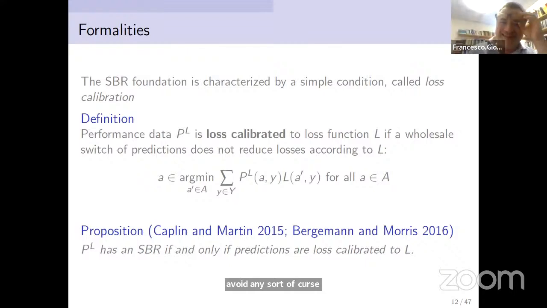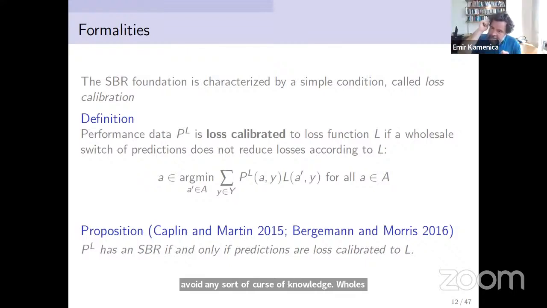So wholesale just means there are two actions, an action A and action A prime. What a wholesale switch is, I used to do A some of the time. Now, whenever I do A prime instead. That's the wholesale switch.